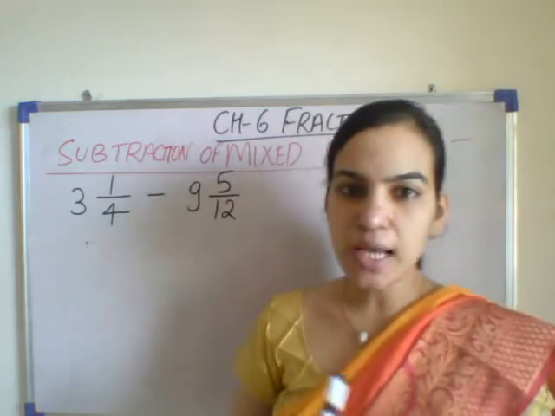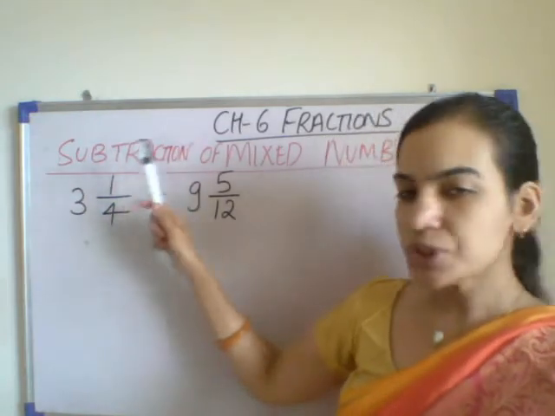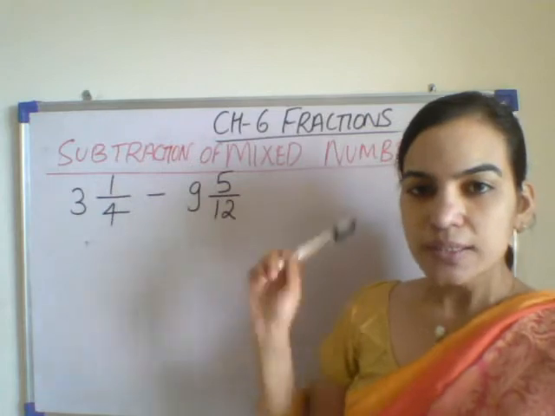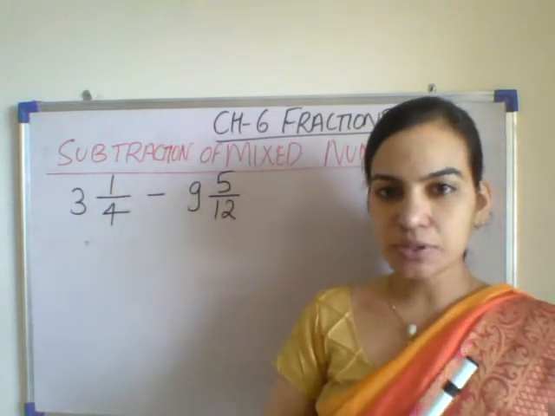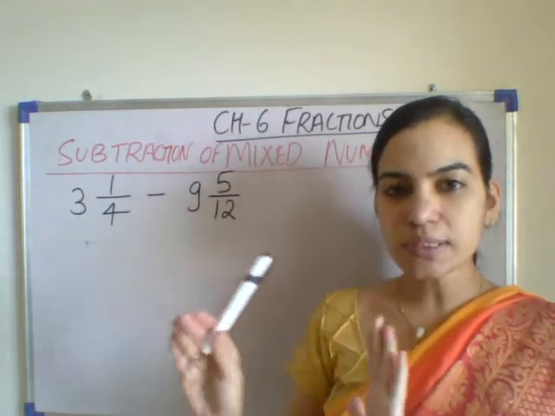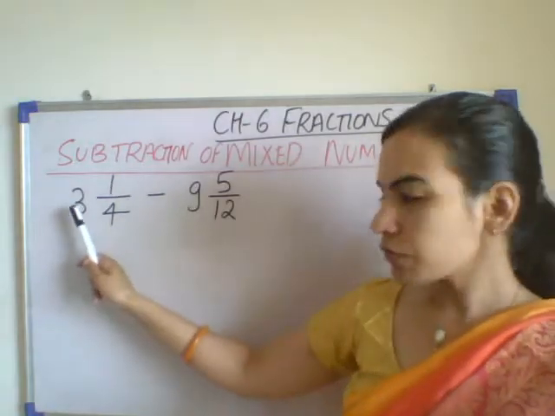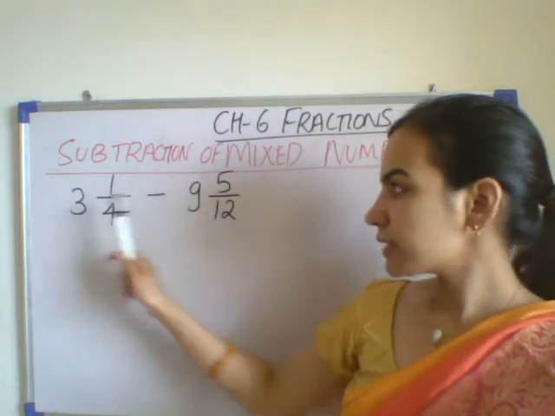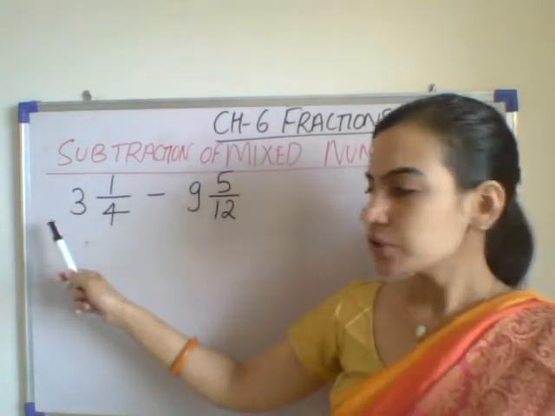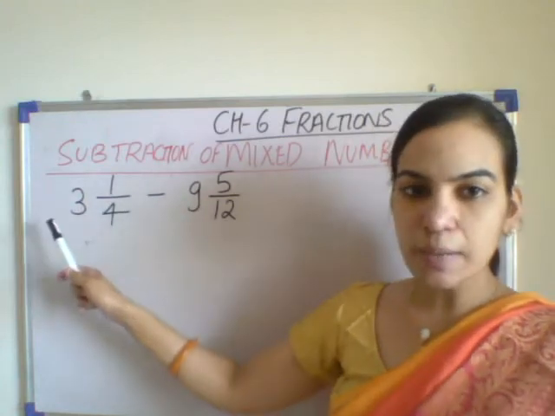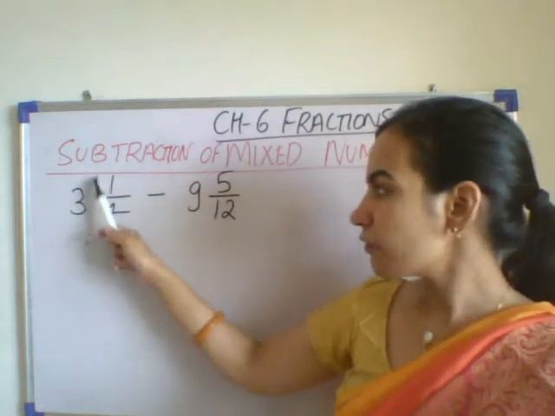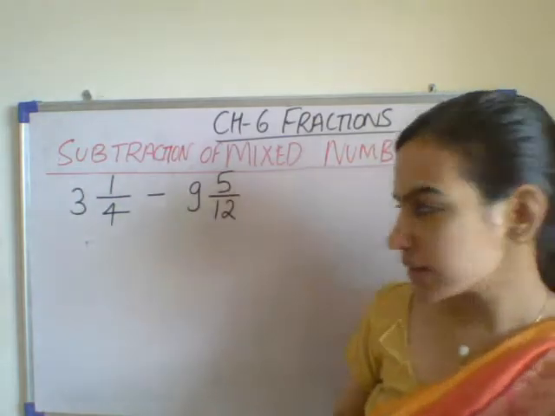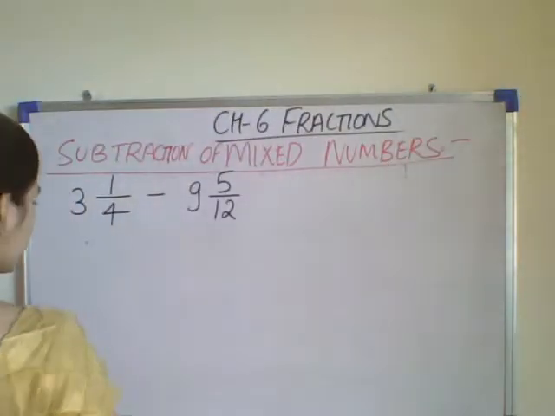In the previous class, I told you about the addition of mixed numbers. Similarly, we'll be doing the subtraction. Like addition, we'll be doing the subtraction. So first of all, 3 and 9. These are the whole numbers. So we'll be writing this whole number separately and we'll be writing the fraction in brackets. So let us solve this question.